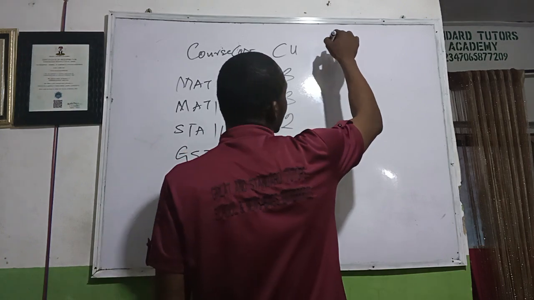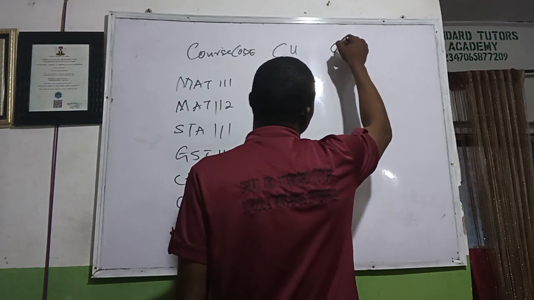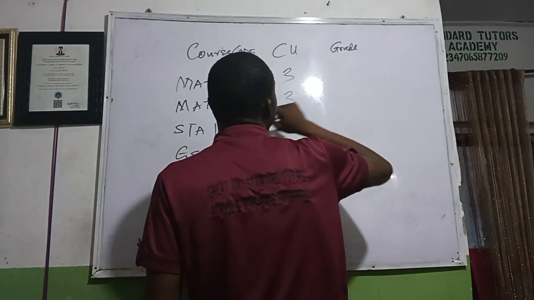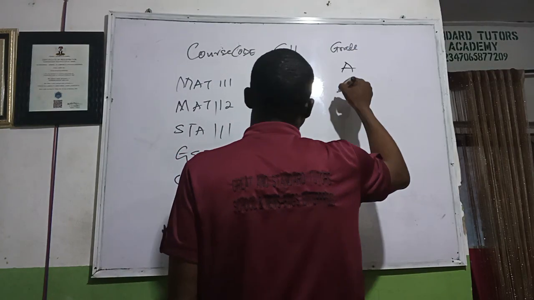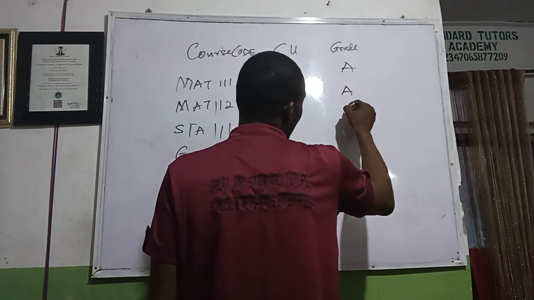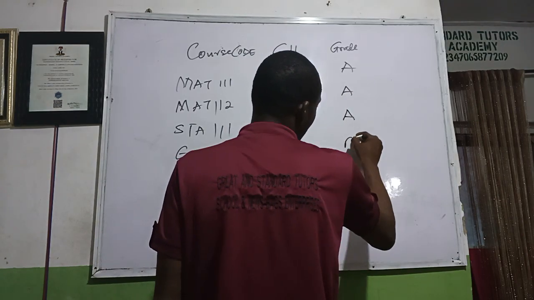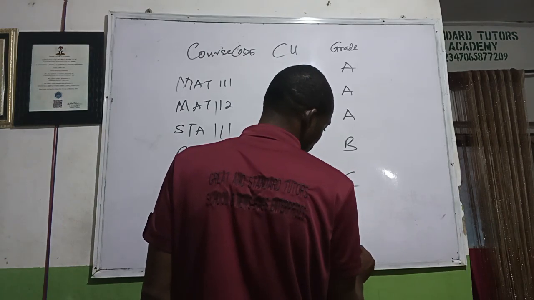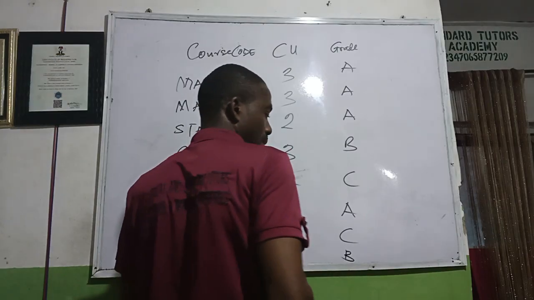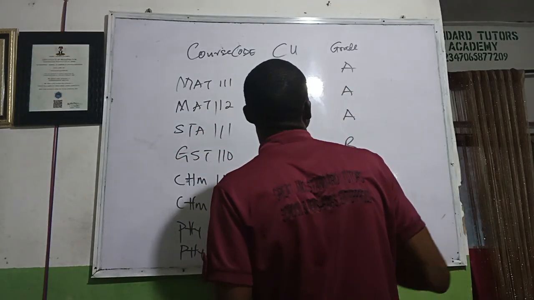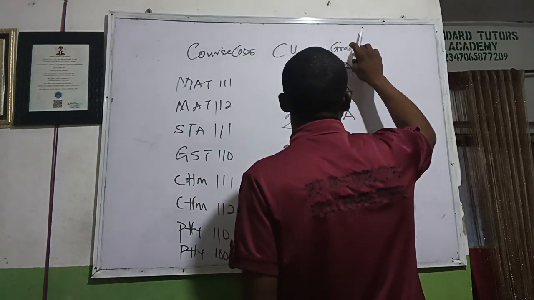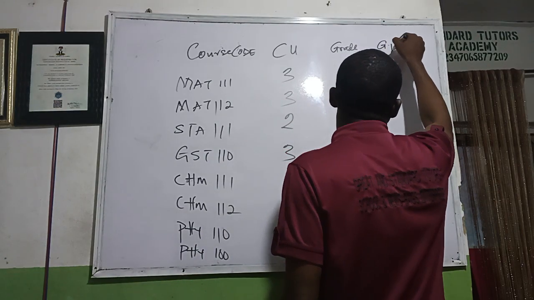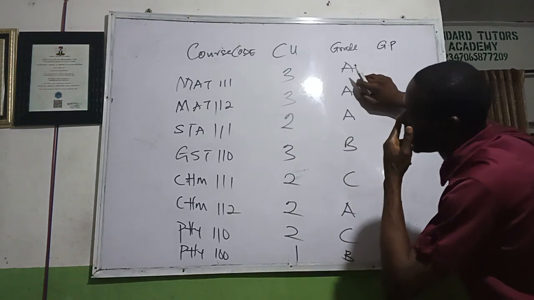And this is your grade. Here we have A, A, A, B, C, A, C, B. Now let me write the grade point. Your grade has its value.